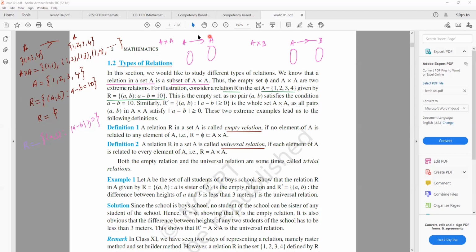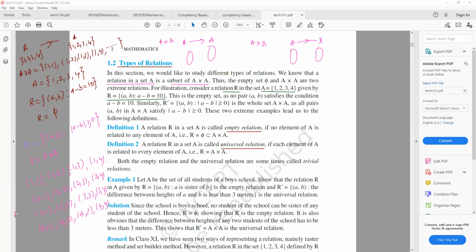वो क्या आएगा? पूरा A क्रॉस A ही आएगा ना, क्योंकि कोई भी ऑर्डर पर आप ले लो. जैसे A क्रॉस A मैंने इधर A क्रॉस A में पूरा लिखेंगे तो इतना आएगा 1 1, 1 2, 1 3, 1 4, then 2 1, 2 2, 2 3, 2 4, 3 1, 3 2, 3 3, 3 4, 4 1, 4 2, 4 3, 4 4.